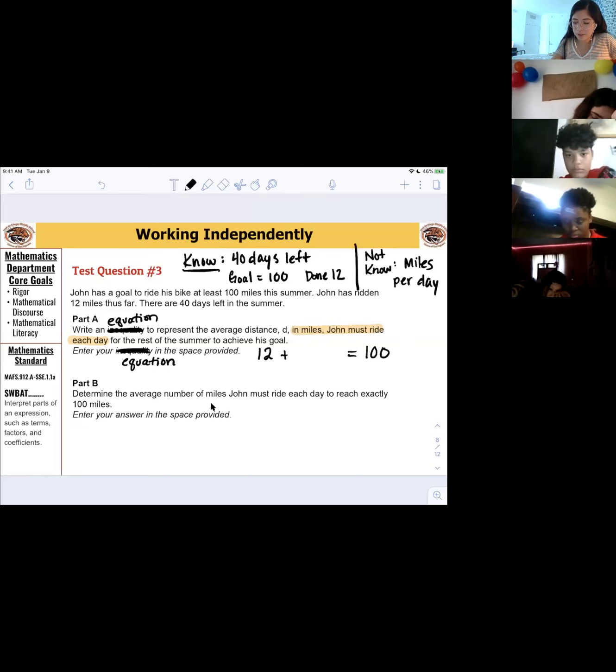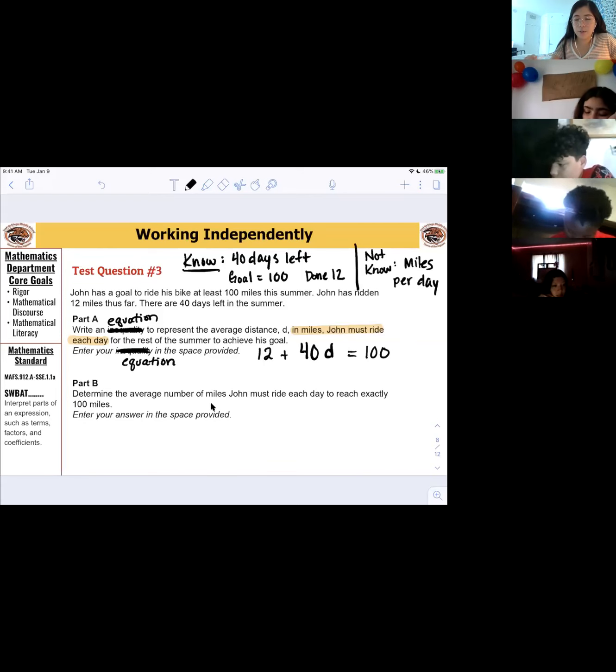So my variable is the distance, the number of miles, right? So D. And however many miles he does in one day, you're going to want to multiply that by 40 to know how many he does in 40 days. So this is where I would get 40D.